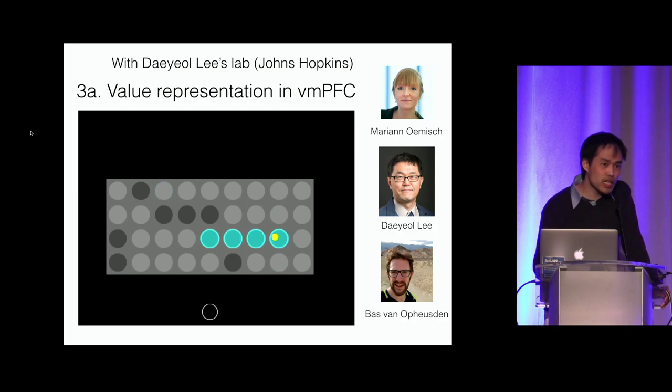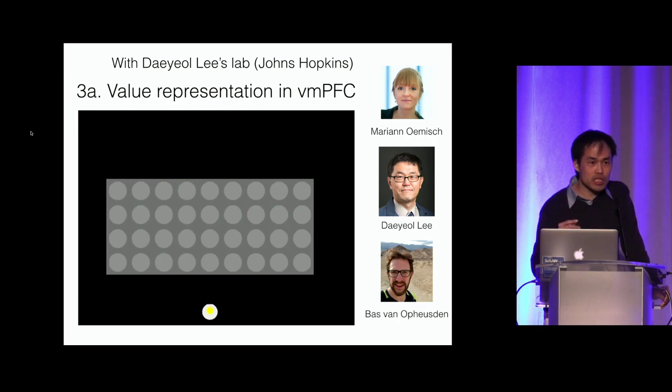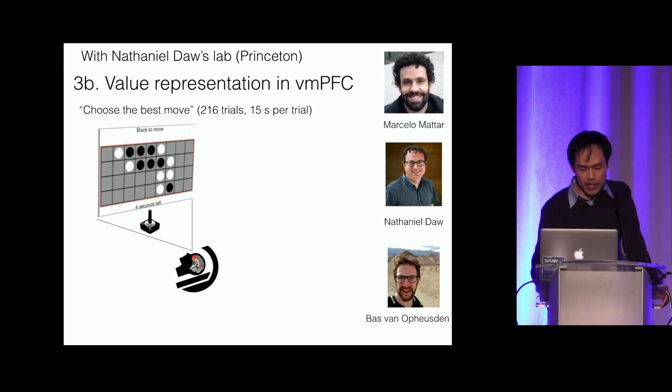And the hypotheses here are that the value function that our tree search model is using would be represented in VMPFC just like it is in simpler behavioral economics tasks. Right? And the even stronger hypothesis is that you can trace the time course of value while the monkey is considering his next move, because the options change, the values of the different options change all the time. We do something very similar in humans in fMRI, in collaboration with Nathaniel Dahl's lab.